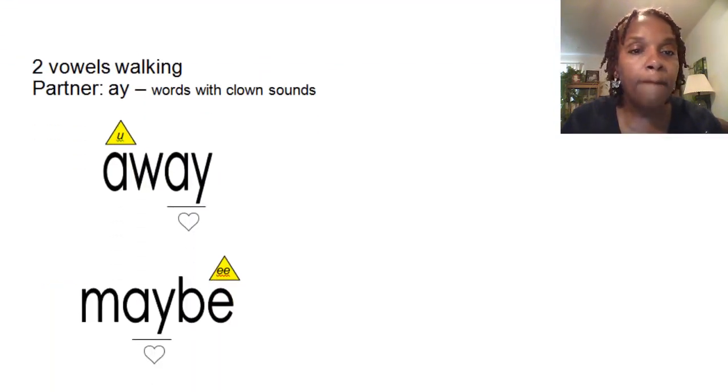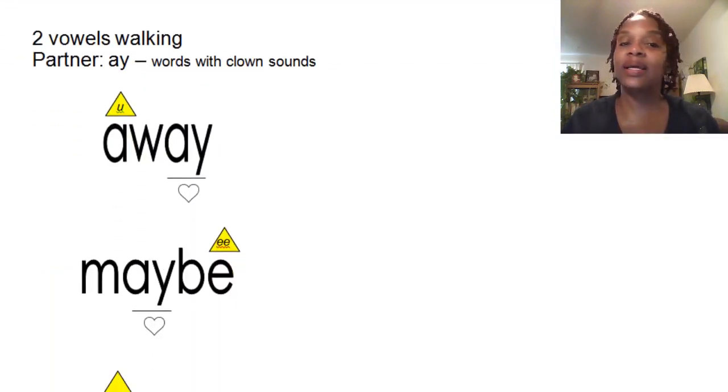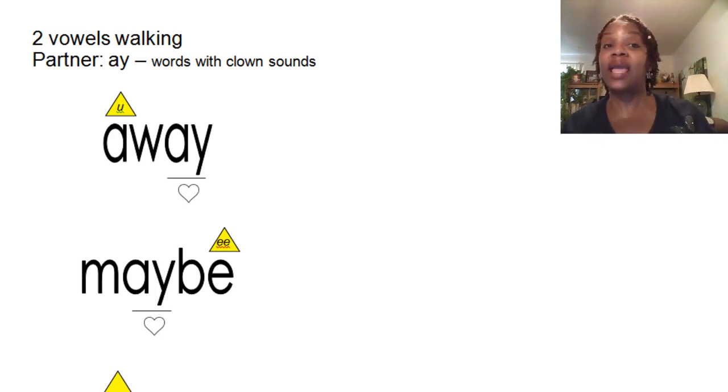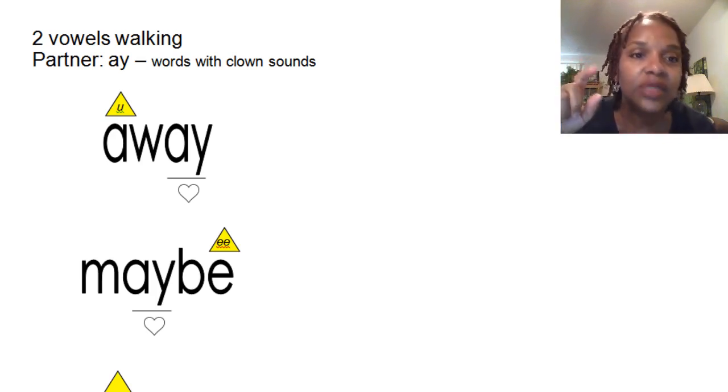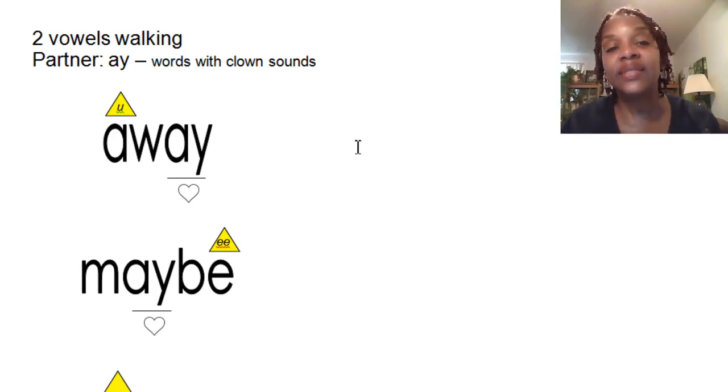All right. Ba-da-da-da. Clown sounds. So now we're going to practice sounding out words that feature the two vowel walking partners AY that says A and that also has a clown sound. Again, a clown sound is just a letter that's clowning around, goofing, being silly, not saying its real sound. So looking at the sound out clues that I've given you, can you sound out this word in your head before I tell you the answer?